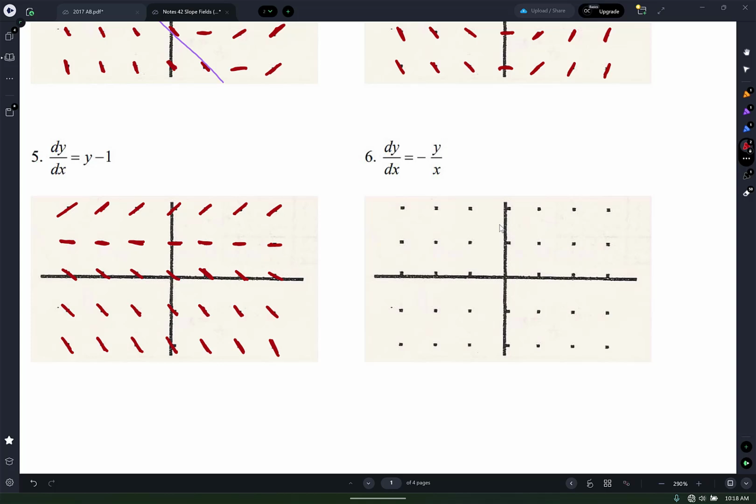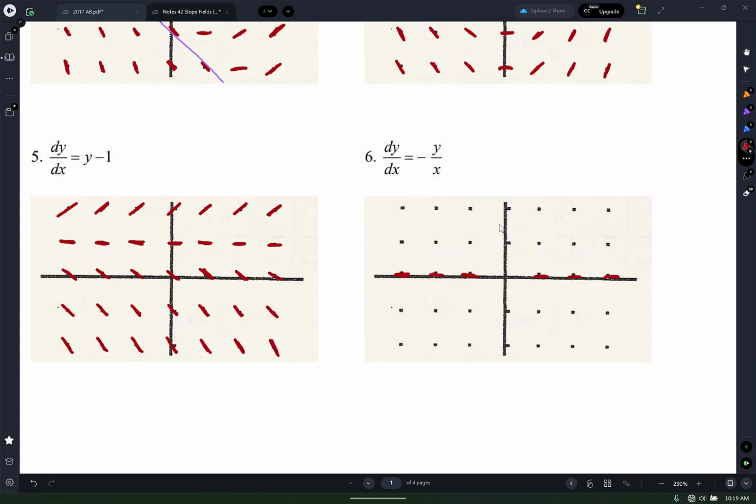So the first thing I'm going to do is plot the points where it is 0. It's 0 whenever the y value is 0. The y value is 0 all along the x-axis, but be careful. Do not put one at 0, 0. 0 here, 0 there, 0 there, 0 there, 0 there, 0 there. Don't put a little mark there at the origin. So far, so good.